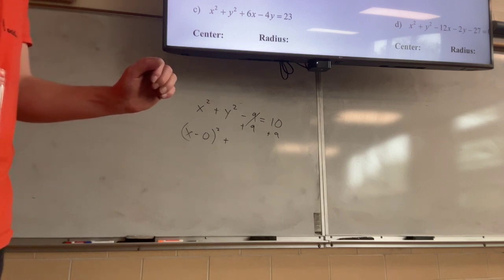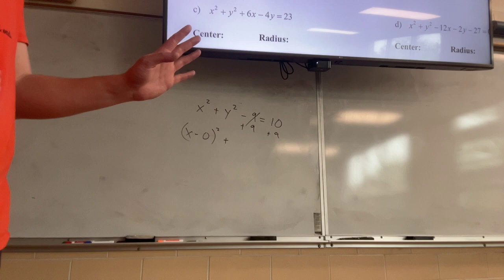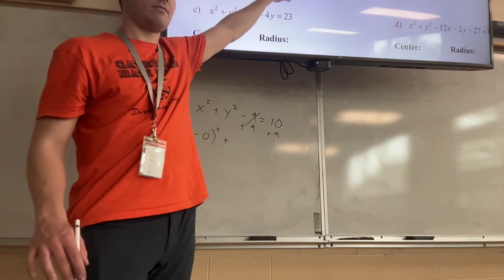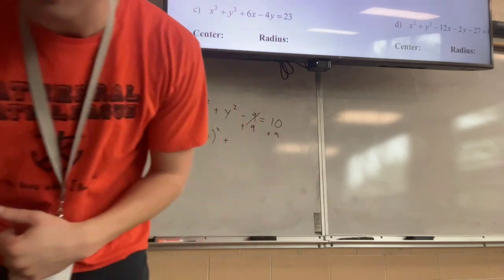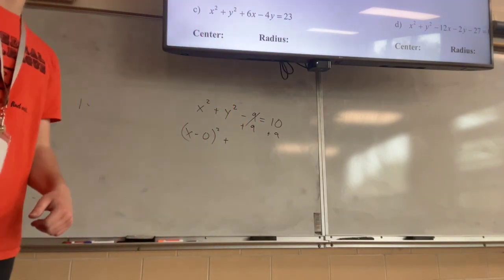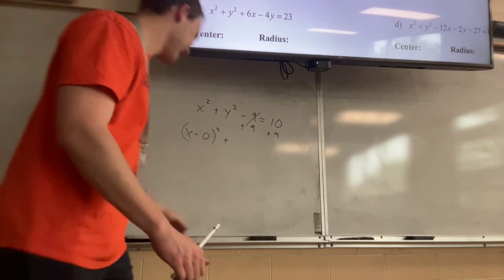Please do not be the person who puts it's root 19. We have to rewrite that 19 as something. Yeah, that 19 is something squared. It's going to be root 19 squared.